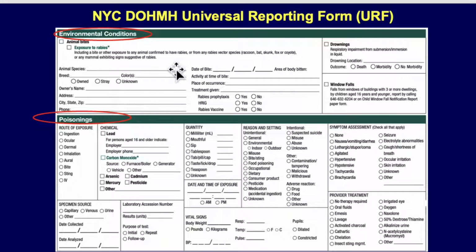The next section of the Universal Reporting Form deals with environmental conditions, such as those resulting in animal bites, drownings, or window falls. Below that is a section devoted to capturing information on poisonings, including the types of poisoning, the source of the exposure, the mode of the exposure, details around the vital signs of the patient at the time the report was made, and then any treatment that may have been administered by the provider in response to the poison exposure.